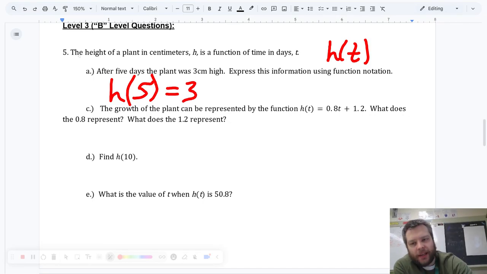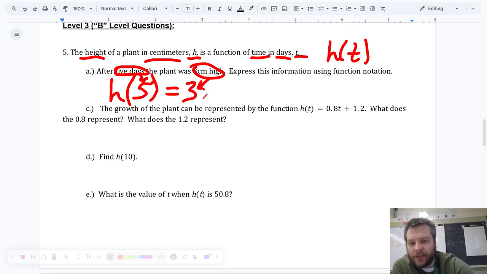It tells me the height is measured in centimeters. I'm using the letter h. It tells me the time is days. I'm using the letter t. 5 days goes inside. 3 centimeters goes outside. The letter h tells me I'm talking about height.